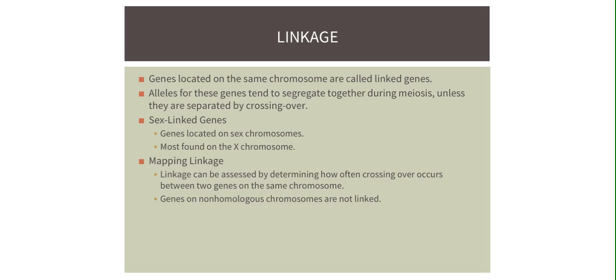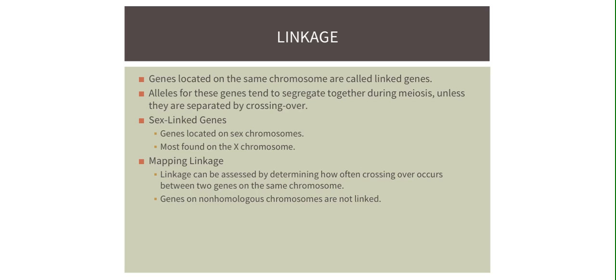And then last but certainly not least, we have what's known as linkage. Linkage is the idea that genes that are located on the same chromosome are called linked genes. The closer these genes are to one another, the more likely it is that you are going to inherit those genes together. So alleles for these genes tend to segregate together during meiosis, unless crossing over happens. Remember, we talked about that. Crossing over is a piece of the chromosome that's taken off and traded with the homologous chromosome. And this is very much a possibility.